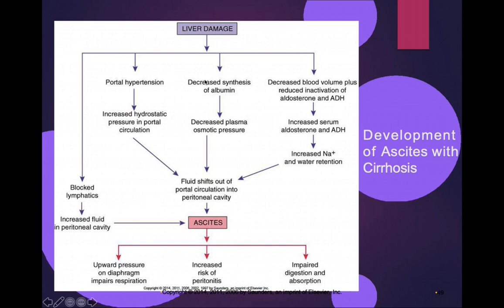When you get liver damage, there's decreased synthesis of albumin, so there's decreased plasma osmotic pressure. That too will create a fluid shift out of the portal circulation into the peritoneal cavity, causing ascites. And then the decreased blood volume plus the reduced inactivation of aldosterone and ADH, right? It says inactivation of aldosterone and antidiuretic hormone, which means you have increased aldosterone, which increases sodium reabsorption, and antidiuretic hormone, and now you got water retention. Now you got more edema, more swelling, more fluid accumulation.